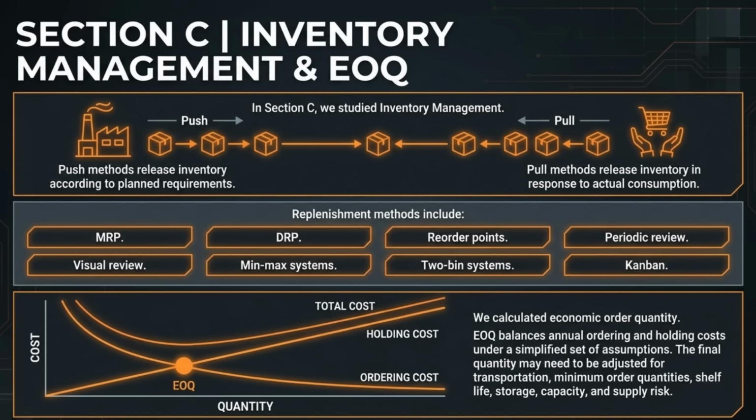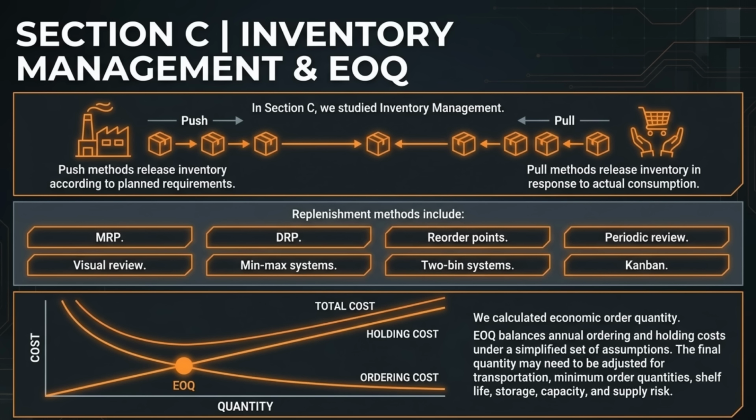In Section C, we studied inventory management. Push methods release inventory according to planned requirements. Pull methods release inventory in response to actual consumption. Replenishment methods include MRP, DRP, reorder points, periodic review, visual review, min-max systems, Kanban. We calculated economic order quantity. EOQ balances annual ordering and holding costs under a simplified set of assumptions.